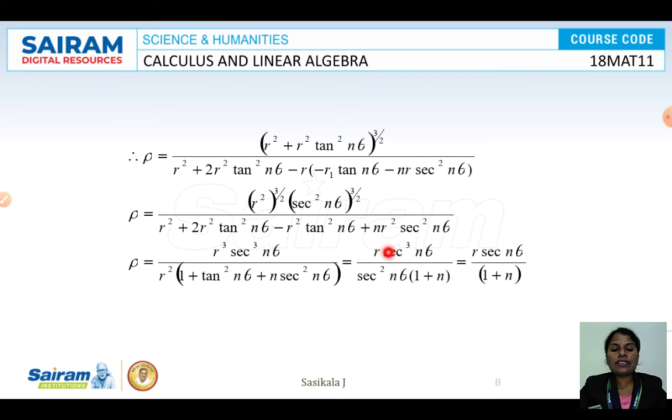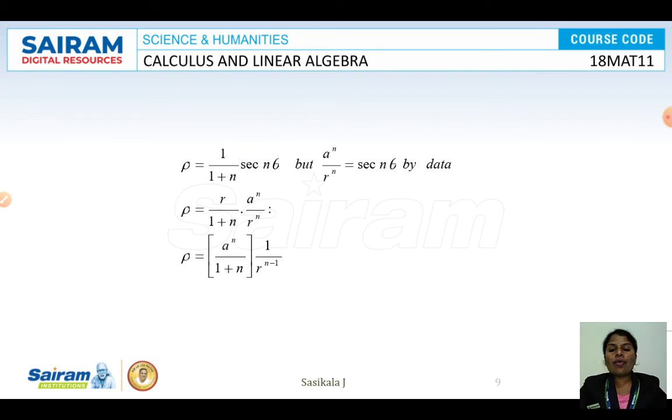You have the numerator r sec³ nθ. Again sec² will get cancelled. r sec nθ by (1 plus n) for the rho. Okay. So now rho is equal to 1 by (1 plus n) into r sec nθ. But what is that? aⁿ by rⁿ is sec nθ as per the question. What is that? rⁿ is equal to, sorry, aⁿ is equal to rⁿ into sec nθ. With that relation, you can write it.